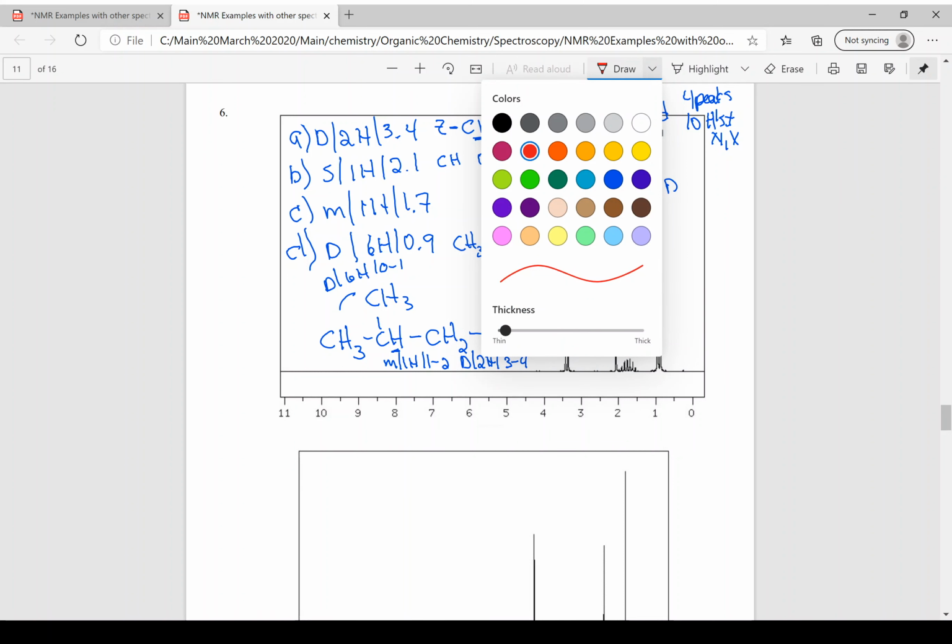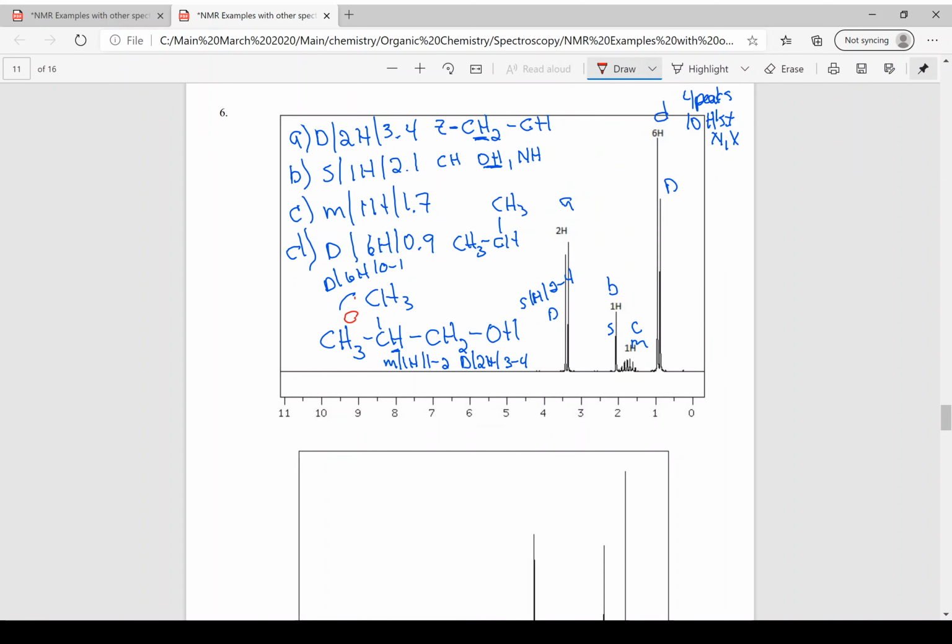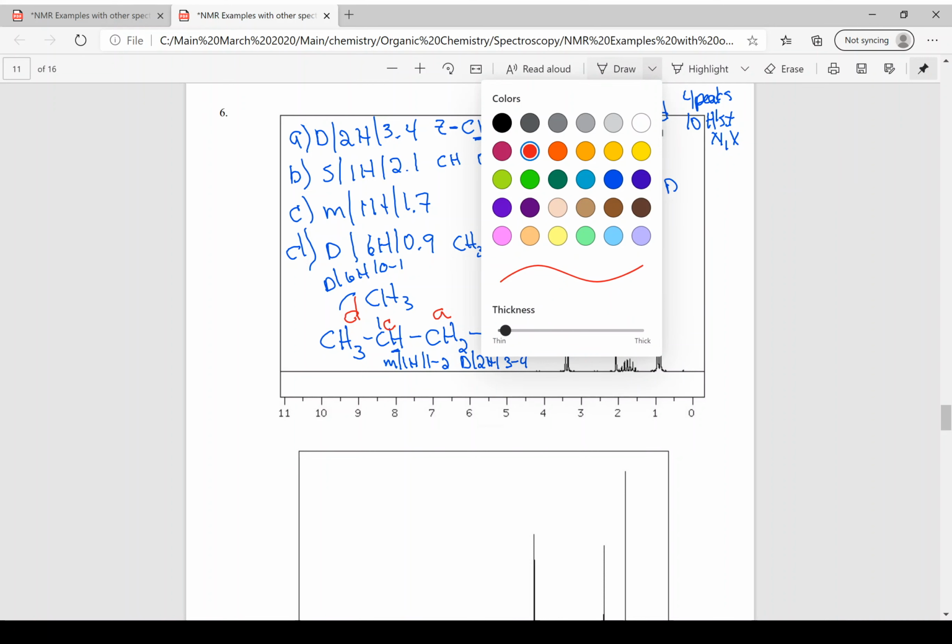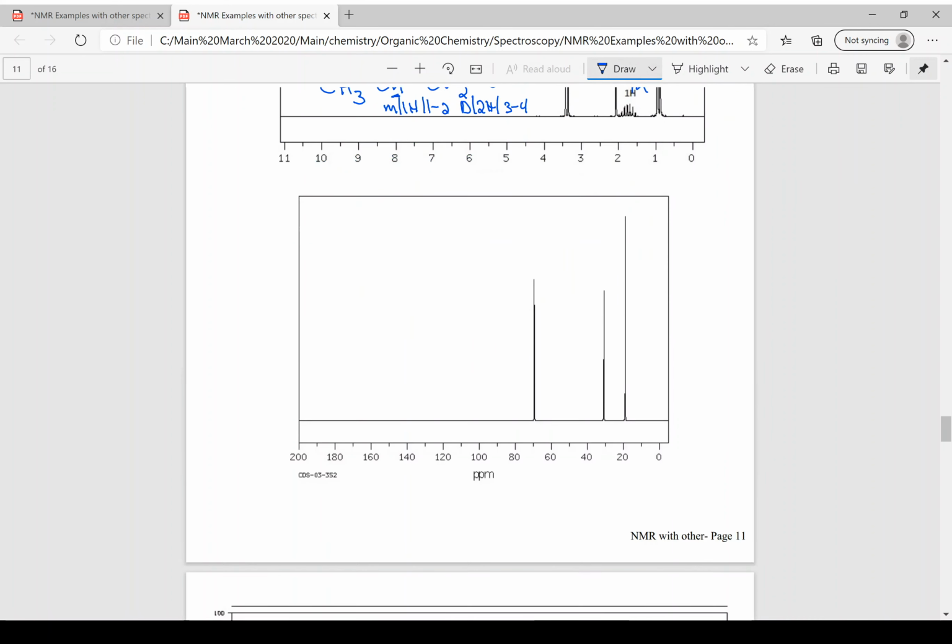Alright, so these guys are D. We've got C right there. We have the singlet, which is B. A is the doublet that integrates for 2. So A, B, C, and D. Alright, that works. Let's go to our carbon 13 now. Let's see what it says to us.